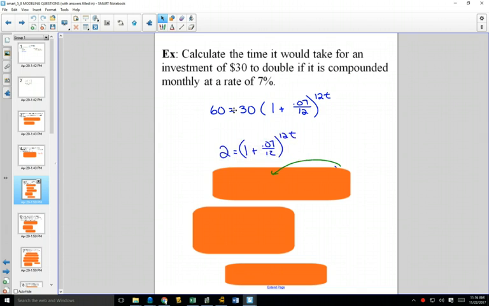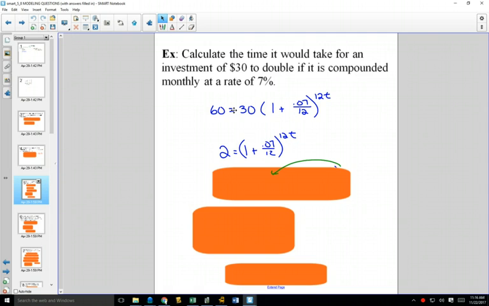Now, as a first step, it makes your life easier if you can simplify it at all. So notice here I divided both sides by 30. Then I get 2 equals 1 plus 0.07. And I knew that this had to be 30 and 60 because my investment doubled. So if it was originally 30, it becomes 60.